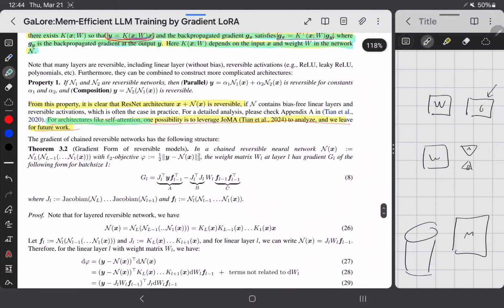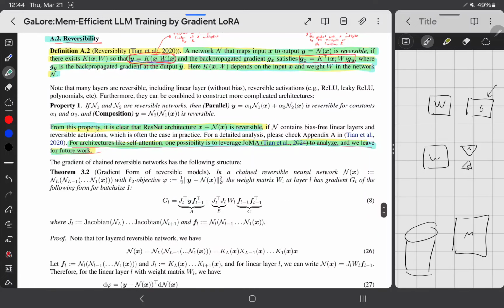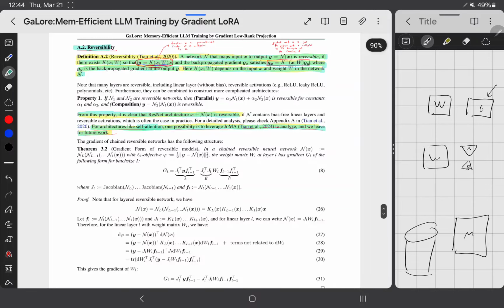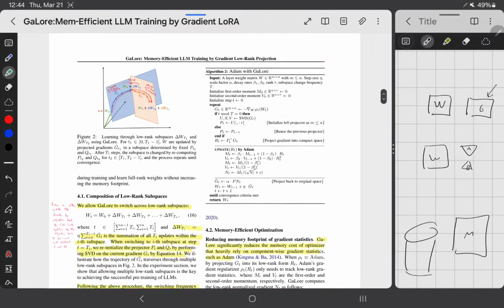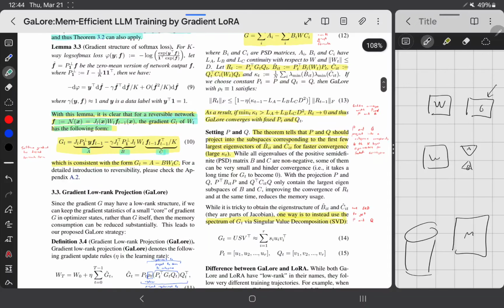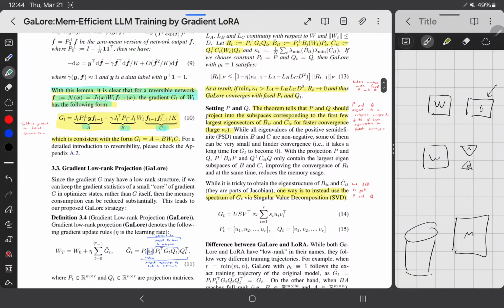attention. They say for architectures like self-attention, one possibility is to leverage GOMA to analyze how, and they leave that to future work. From this property, it is clear that the resonant architecture works. So the resonant architecture works. It satisfies reversibility, but they are uncertain if the self-attention mechanism does. However, their method still works even if they make this assumption. So yeah, just something I wanted to note that they make this assumption whenever they're defining their method. Nonetheless, the method still works quite well. There just may be some more proofs that need to happen.